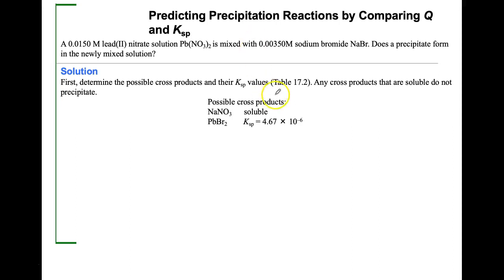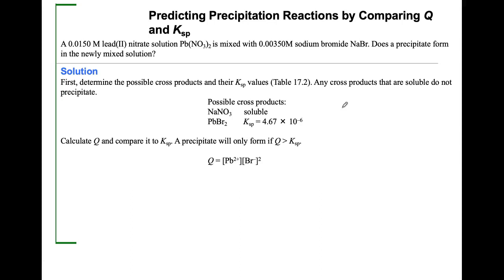And then what we find here are two possible products. Sodium nitrate, always soluble in water, but lead bromide, KSP, 4.67 times 10 to the negative 6. So this would be our precipitate, if it forms. Now, to know if it forms or not, we've got to calculate what Q is and compare it to KSP. So to calculate Q, we have to know the molarities of the lead and the bromide.